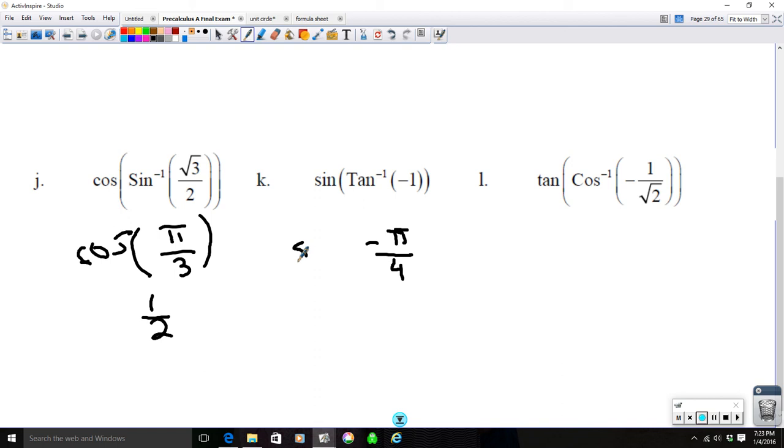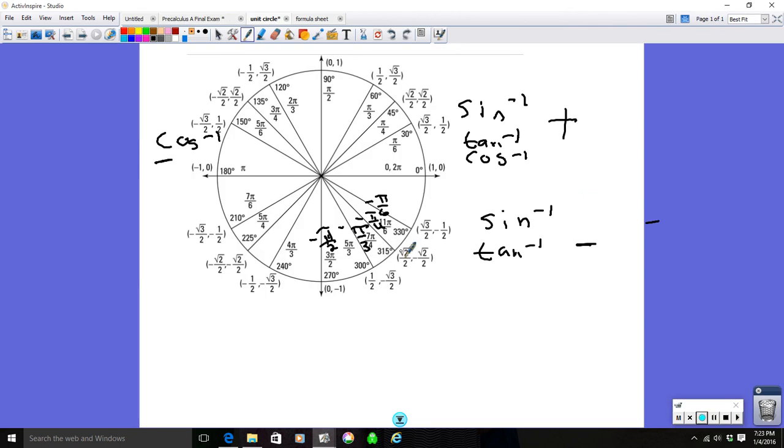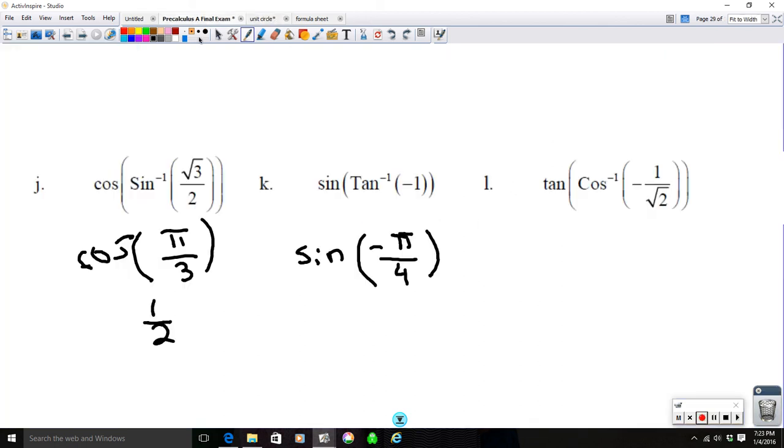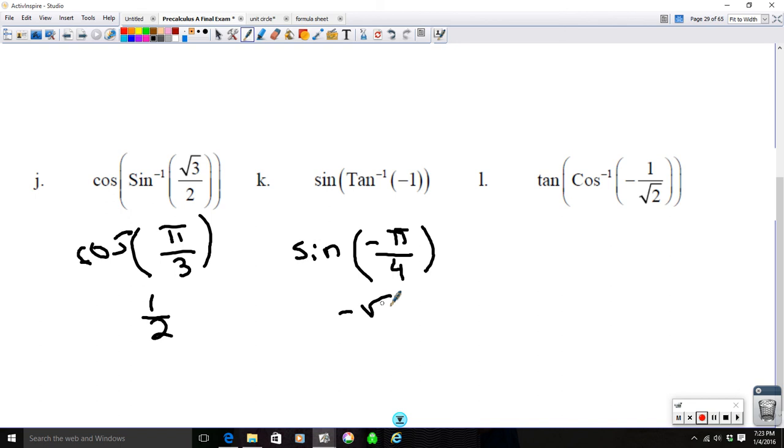So now it's asking, what is sine of -pi/4? As you go back to your unit circle, here's -pi/4, and the sine of that value is going to be the y value here, which is -√2/2. So that is the answer.